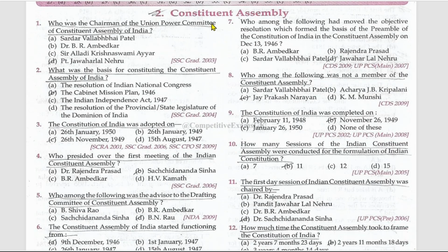Next chapter, Constituent Assembly. Who was the chairman of the Union Power Committee of the Constituent Assembly of India? Pandit Jawaharlal Nehru. What was the basis for constituting the Constituent Assembly of India? The Cabinet Mission Plan 1946. The Constitution of India was adopted on 26th November 1949.